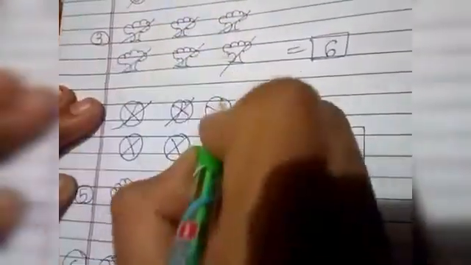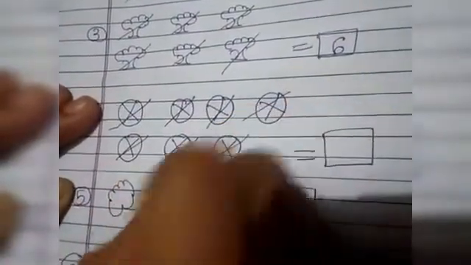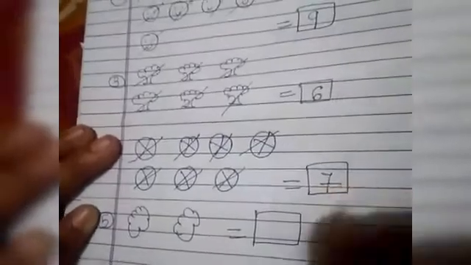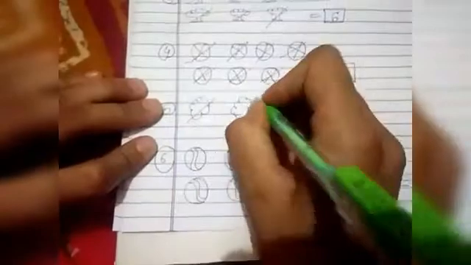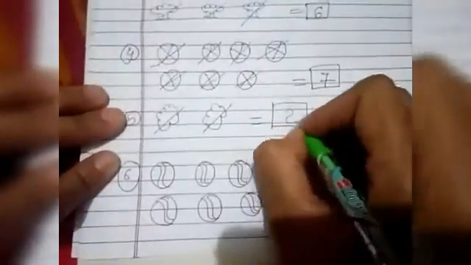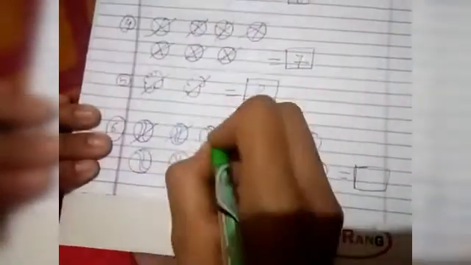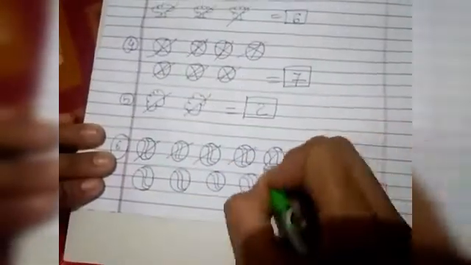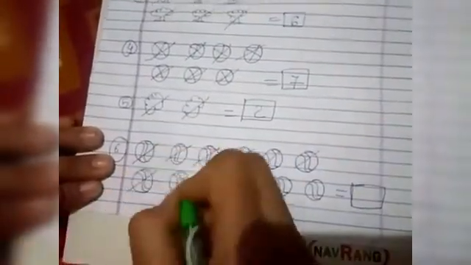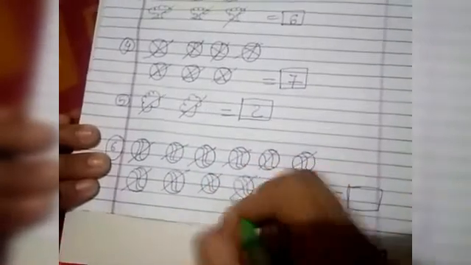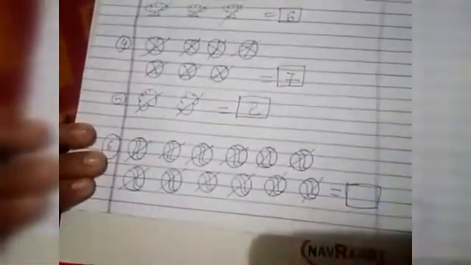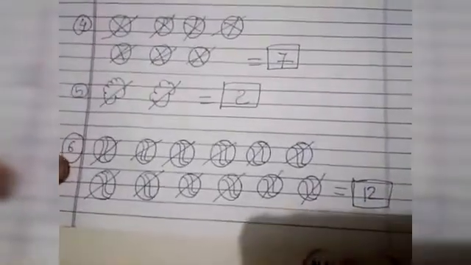1, 2, 3, 4, 5, 6, 7. So 7 number, right? Now here next 1, 2. So we'll write here 2 number. Next here balls are here, right? So 1, 2, 3, 4, 5, 6, 7, 8, 9, 10, 11, 12. How many balls total? 12.